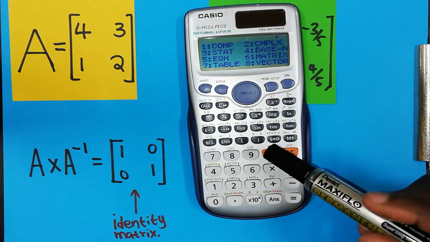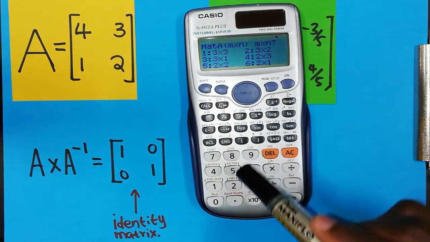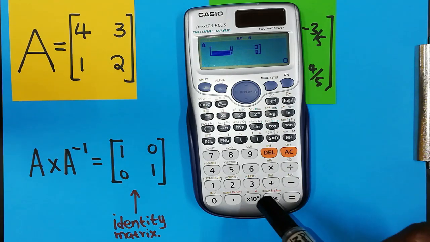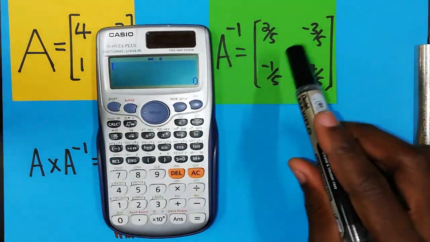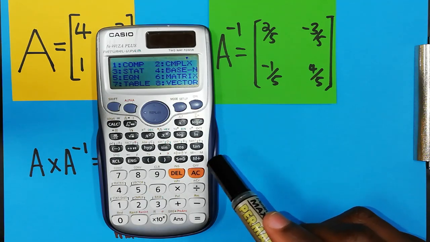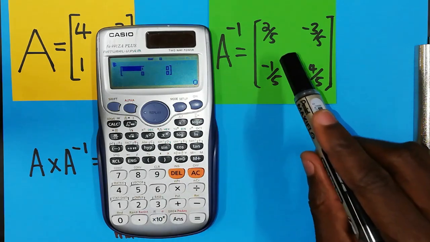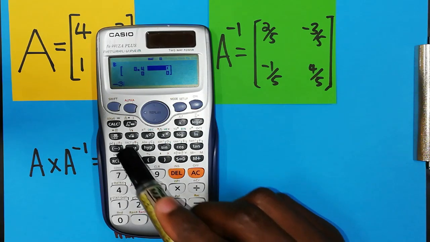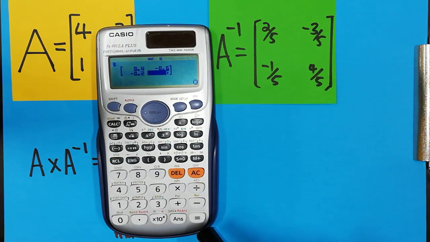I'm going to press mode, setup, matrix. The first matrix is A, and then number 5, then I enter matrix A, which is 4 3 1 2. AC. Then I'm going to enter the next one, matrix B, which is a 2 by 2. I press 5. Therefore, that one is 2 over 5, answer. Minus 3 over 5, answer. Minus 1 over 5, answer. 4 over 5, answer.